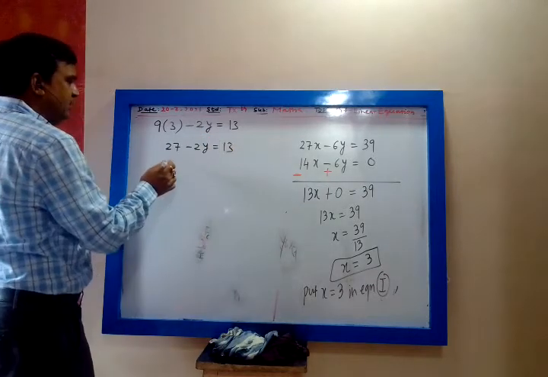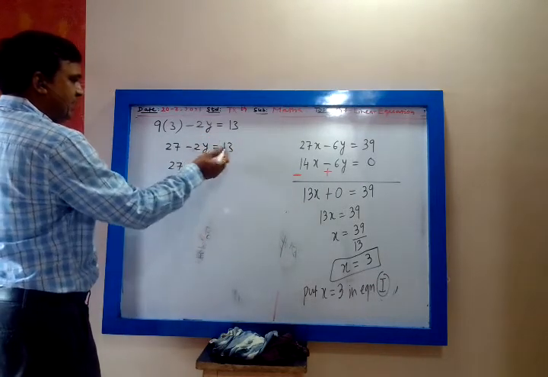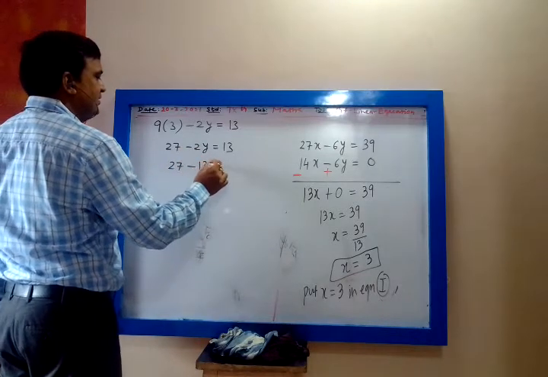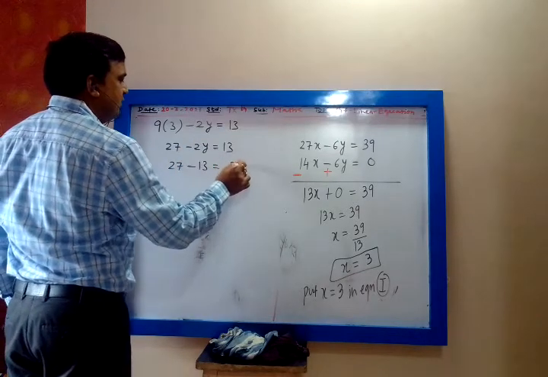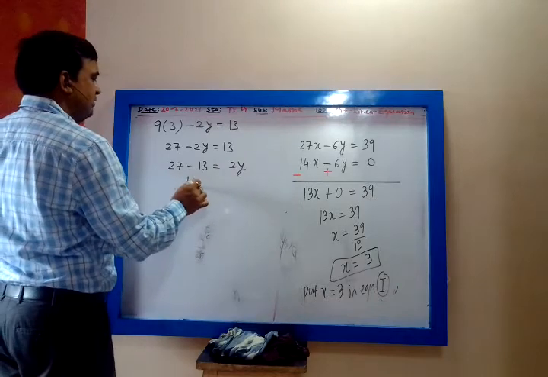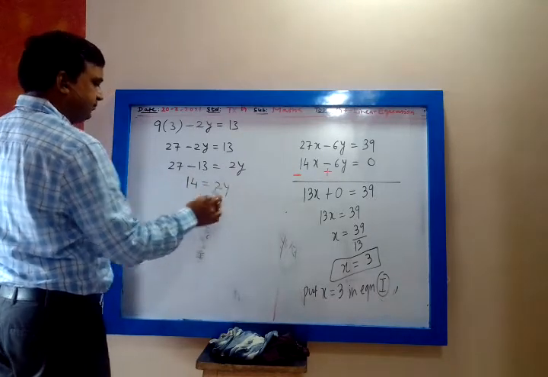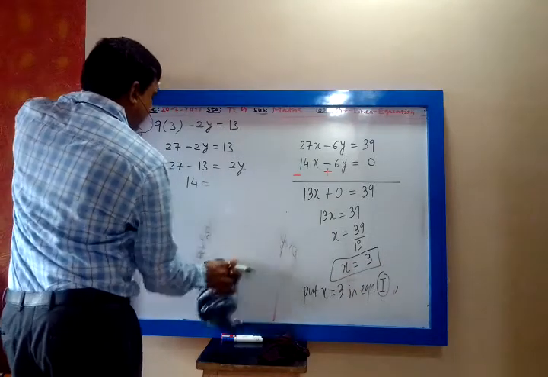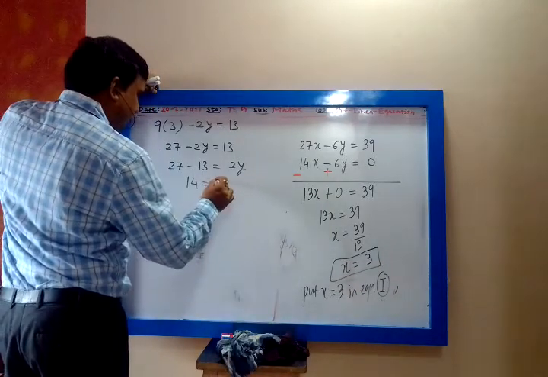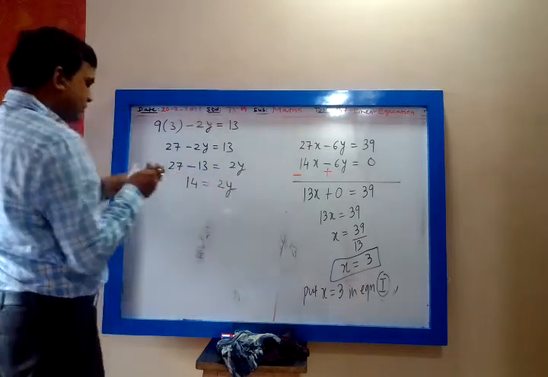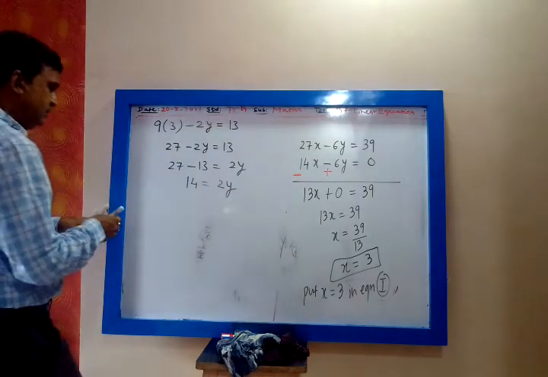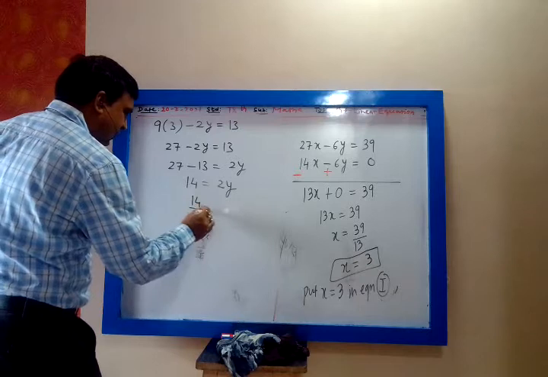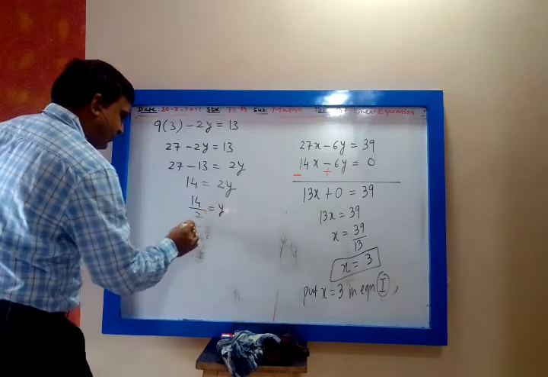So 27, we take 13 on this side, minus 13 is equal to minus 2y on the other side, plus 2y. 14 is equal to 2y. Okay. So y is equal to 14 by 2. So we get y is equal to 7.